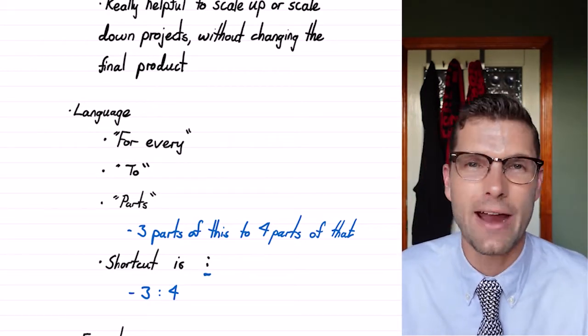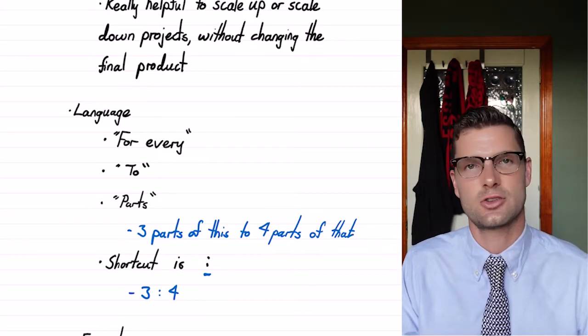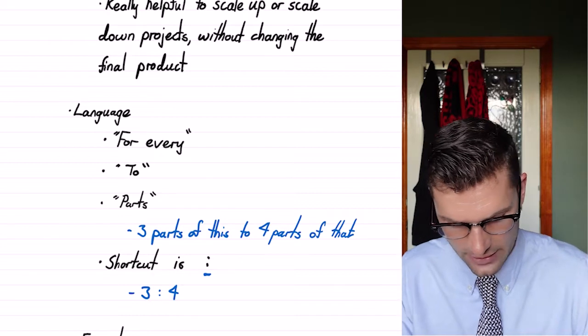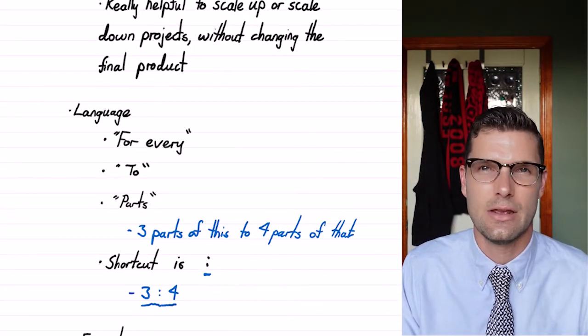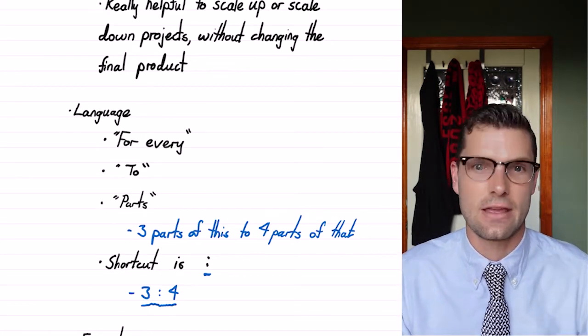So instead of writing every single time 3 parts of this to 4 parts of this, which is quite difficult and it's just going to be a bit boring, all we have to write is 3 to 4 with the colon in the middle there, and that conveys the same amount of information for either one.